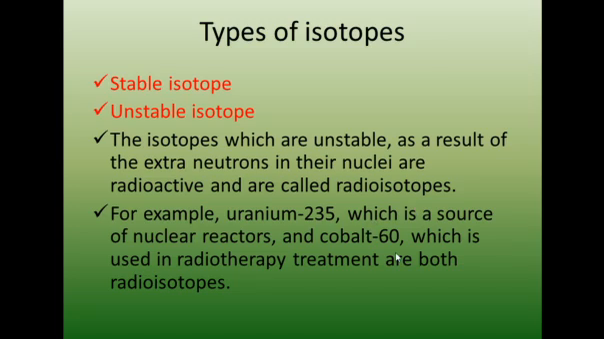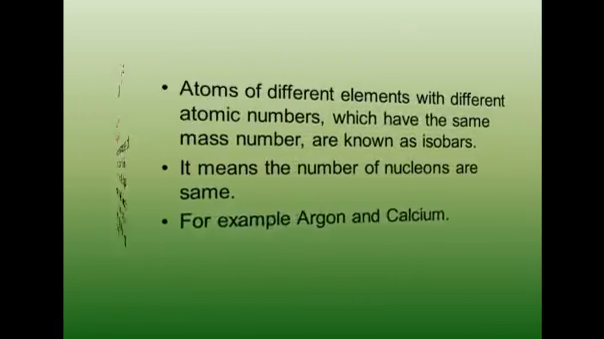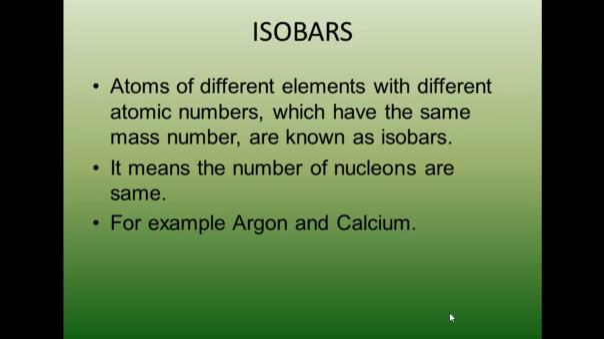They are used in radiotherapy treatment. We see a lot of artificial radiotherapy treatments for cancer and other conditions. For that they use these types of radioisotopes, uranium 235 and cobalt 60. Okay, so next we are going to discuss isobar.